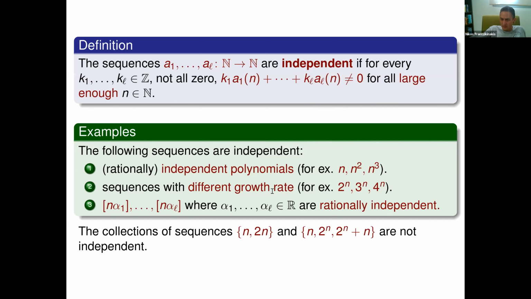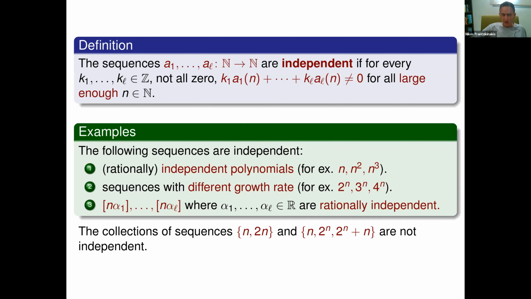But they could also be linear. Okay, but not linear with rational coefficients. These cannot be independent. But with irrational coefficients, let's say n times square root of 2, n times square root of 3, it's an easy exercise to show that such sequences are independent. Okay? But I cannot use n, 2n, or n, n plus 1. These sequences are not independent. I can find integer combinations, the obvious ones, that give me 0 for every n.